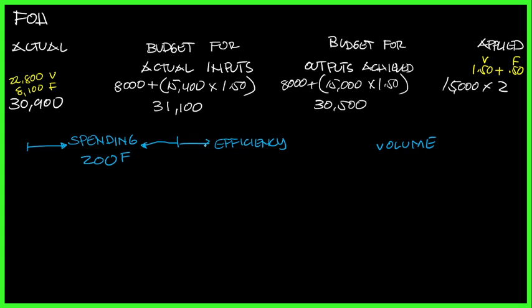Ito, it's the difference of this one and that one. 31,100 versus 30,500. That will be, magkano yung dadagdag ko dito? 500, 600. So you will now have 600, which is unfavorable dahil mas malaki ito kaysa dun sa standard.